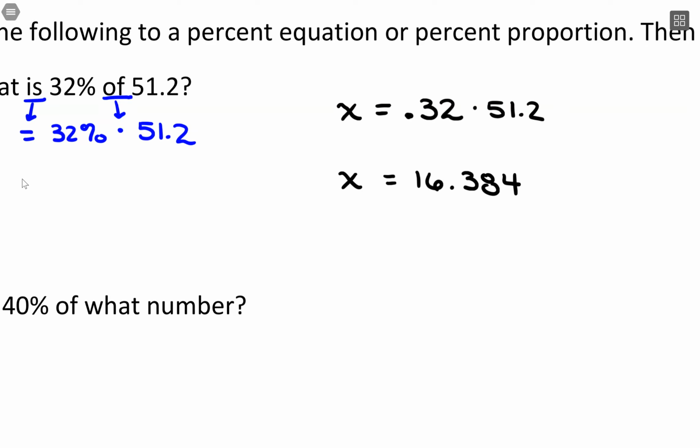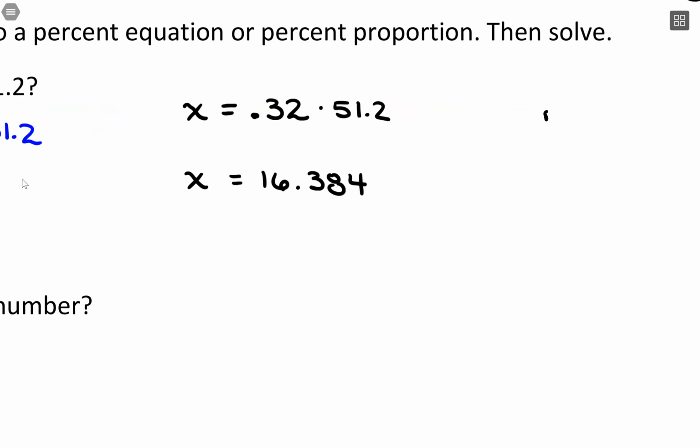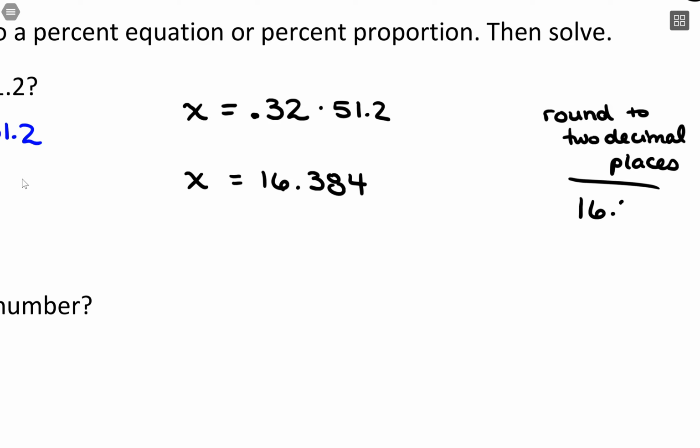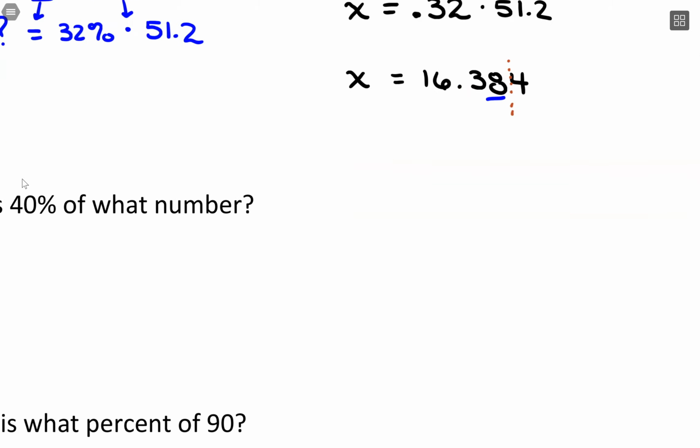Sometimes they'll have us round to 2 decimal places. So let's say if it said to round to 2 decimal places, then what we would write is just 16.38, since again with rounding, if I was rounding there, I'd be cutting off there, and the 4 would have us round down, keeping that value of 8.